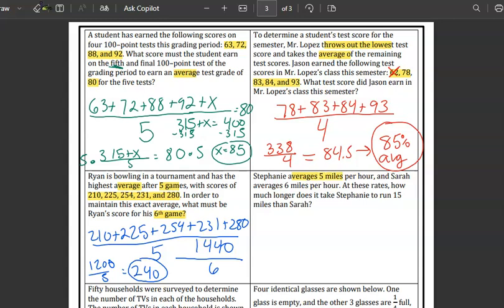Stephanie averages 5 miles per hour, and Sarah averages 6 miles per hour. At these rates, how much longer does it take Stephanie to run 15 miles than Sarah? For Stephanie, you could think of it as 5 times some number of hours equals 15 miles. And then for Sarah, you could think of 6 times some amount of hours equals 15 miles. We'll solve for the 2 different t's.